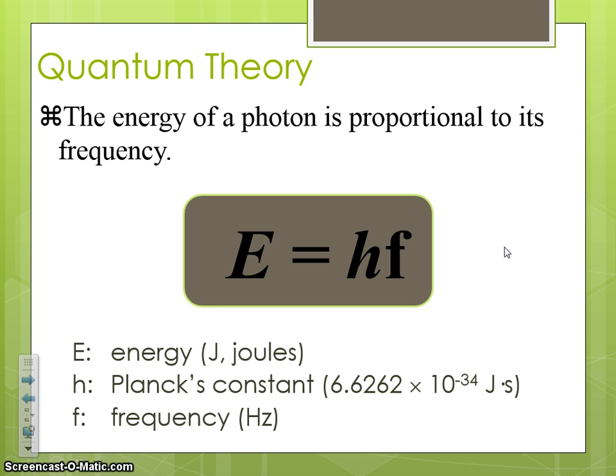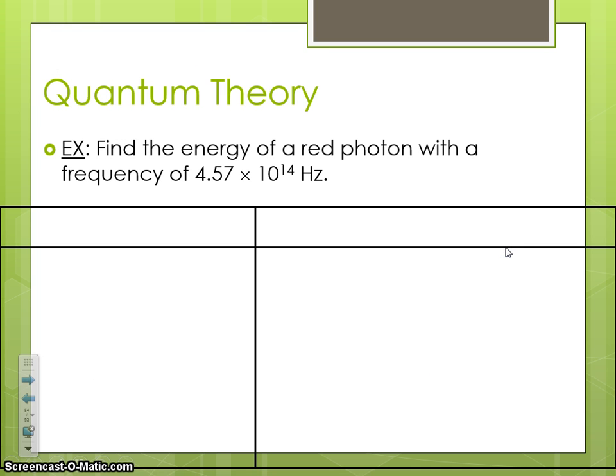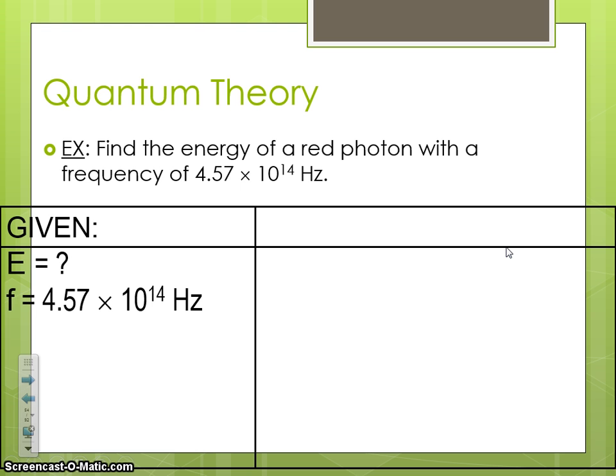6.6262 times 10 to the negative 34th. It's a very, very, very small number. And frequency from before is measured in hertz. Remember, that's a unit that involves 1 per second. So if we have a red photon with a frequency of 4.57 times 10 to the 14th hertz, and I want to know the energy, we are given the frequency and we know our constant.